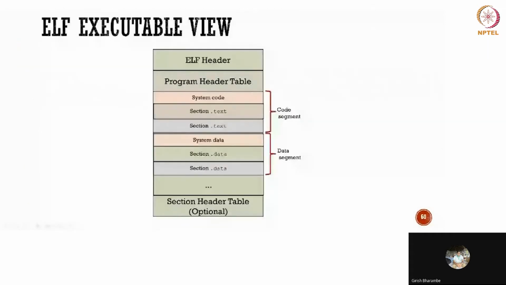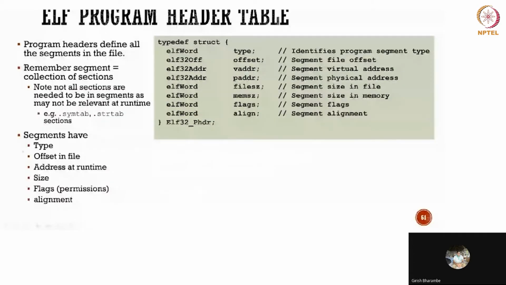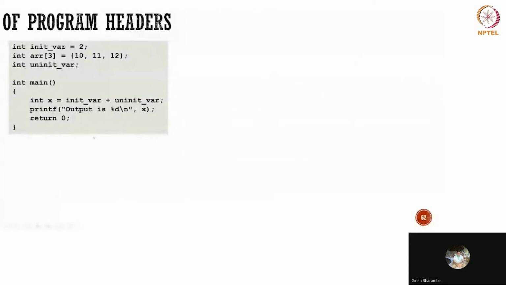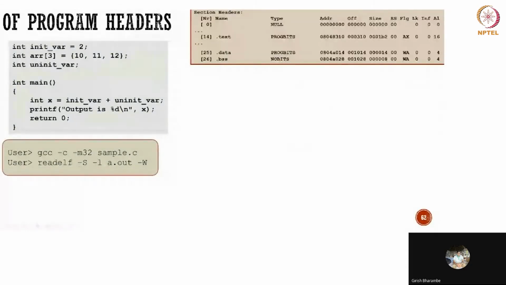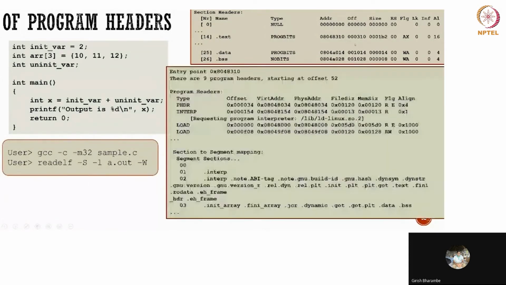So segments essentially have the type, the offset within the file, the address at runtime, the size, flags, and so on. For example, let's look at the same example we had earlier. If I compile this program, and actually there is a typo, there shouldn't be -c here, it should just be gcc -m32 sample.c. I'll fix that. And if I examine the program header, the section headers look like this and the program headers would look like this. Okay, so there are 9 program headers.